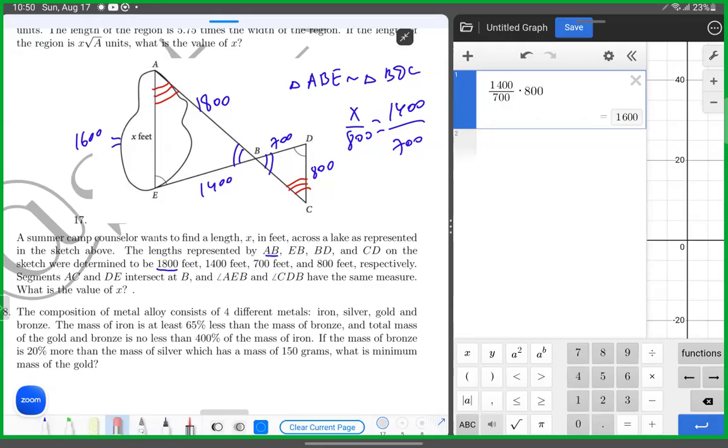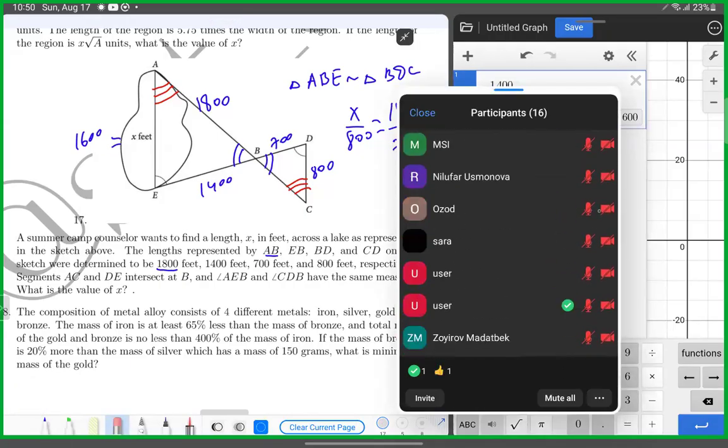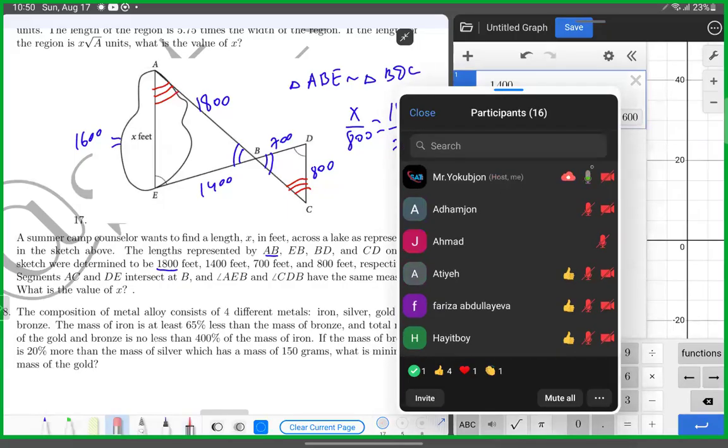Guys, this one is clear. Similarity. Thank you. Thank you, guys.